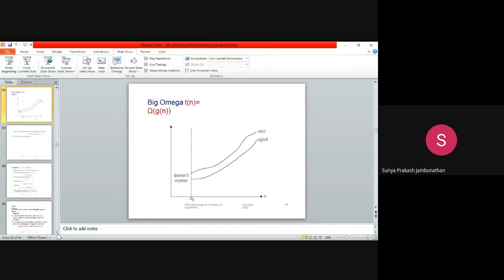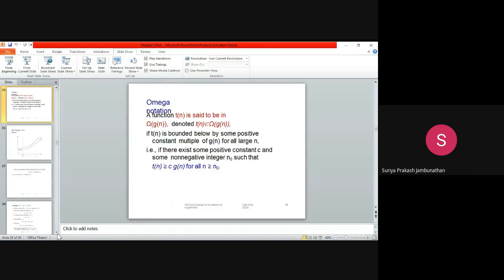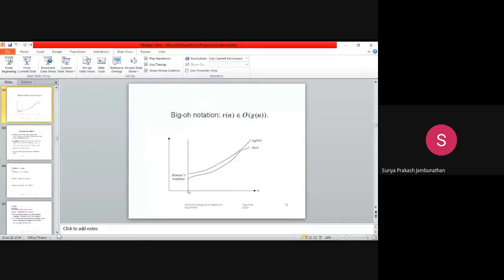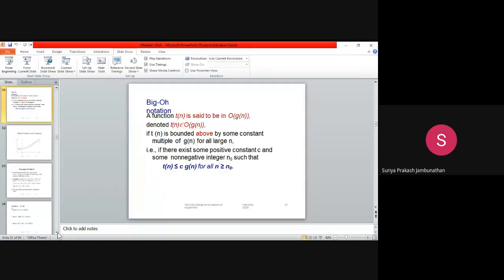So big omega will be represented as T of n greater than or equal to C of G of n. When you are going for big O, it is less than C of G of n, so T of n is less than or equal to C of G of n. So these are the two major differences between big O and big omega.